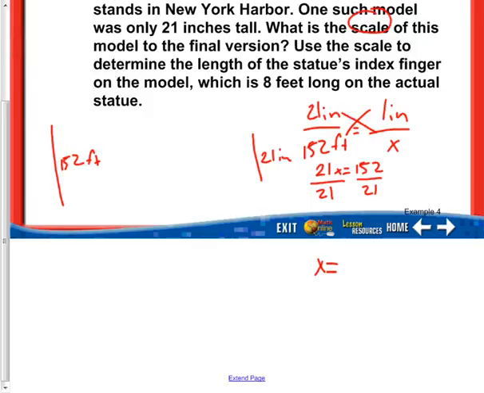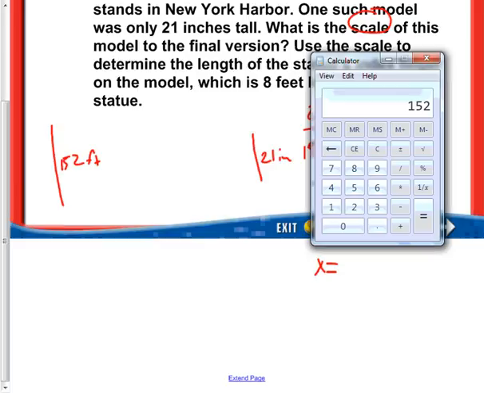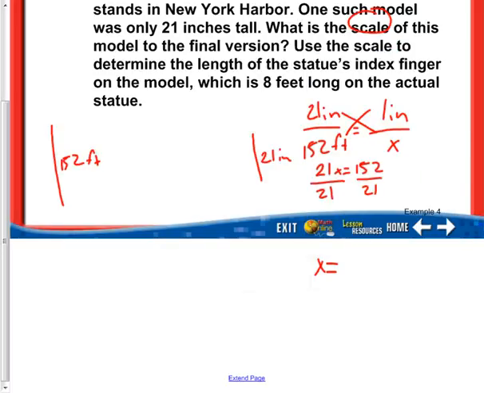Divide both by 21. So we're going to get x equal to 152 divided by 21, and we're going to get about 7.2 feet. So 1 inch equals about 7.2 feet in this problem.